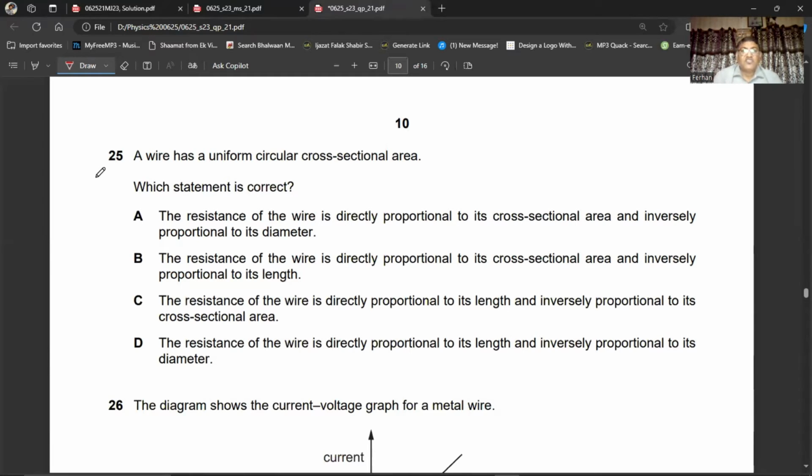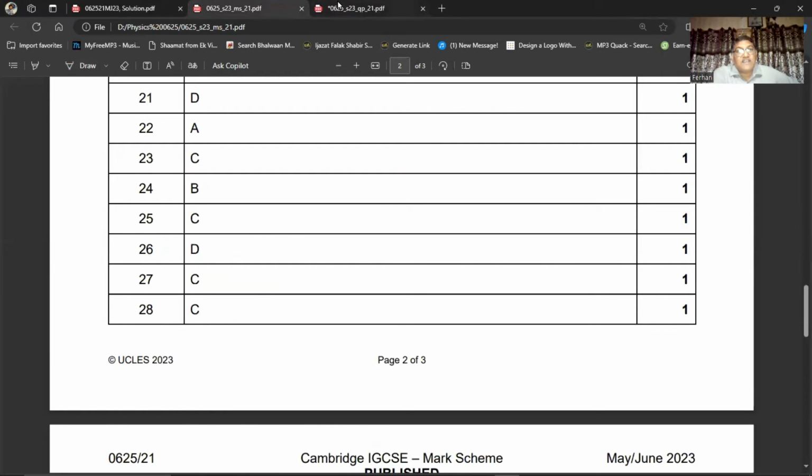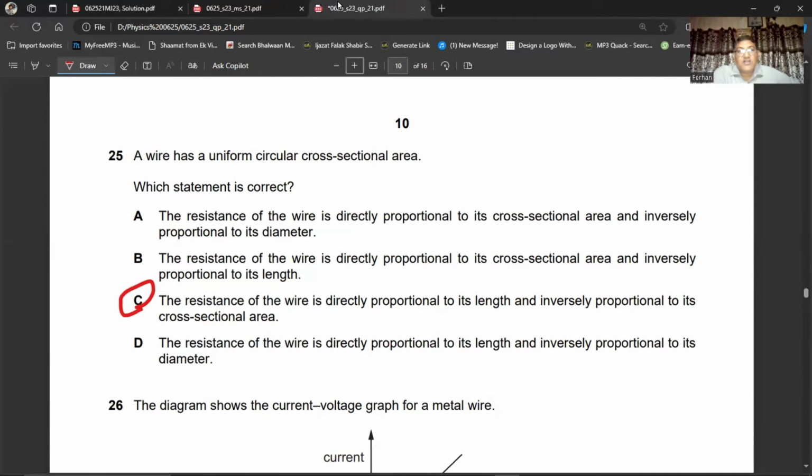The C part is the resistance of the wire is directly proportional to its length. That is true. And inversely proportional to its cross-sectional area. This sentence is 100% correct. The resistance of the wire is directly proportional to its length and inversely proportional to its diameter. It's not inversely proportional to its diameter. It's inversely proportional to its cross-sectional area. Very important sentence. C is the right answer, sir. Question number 25, C is the right answer.